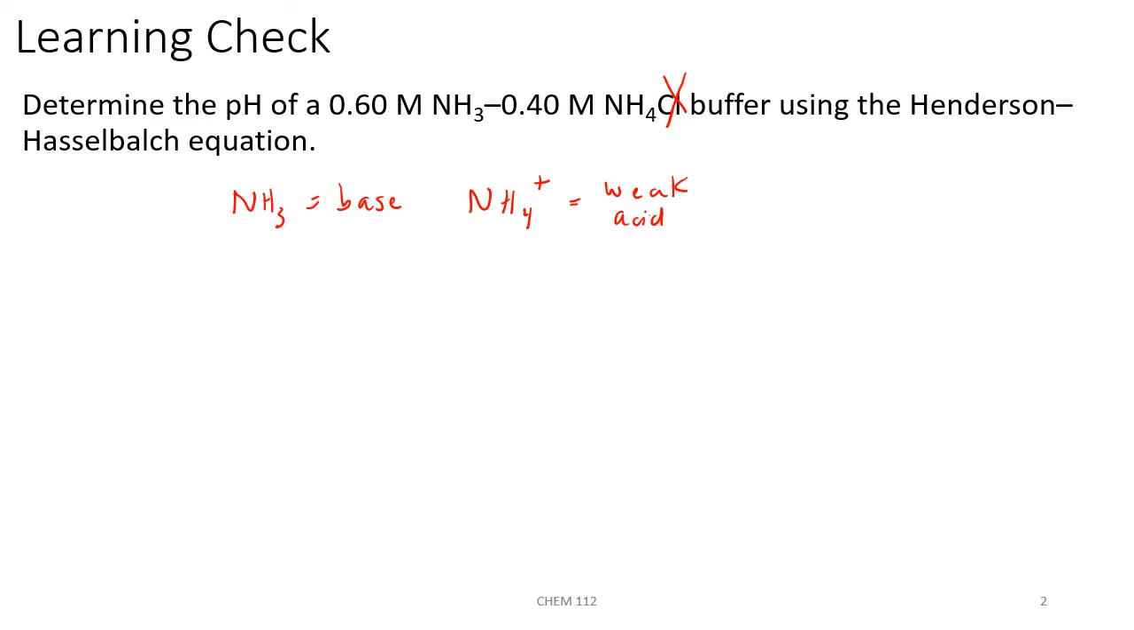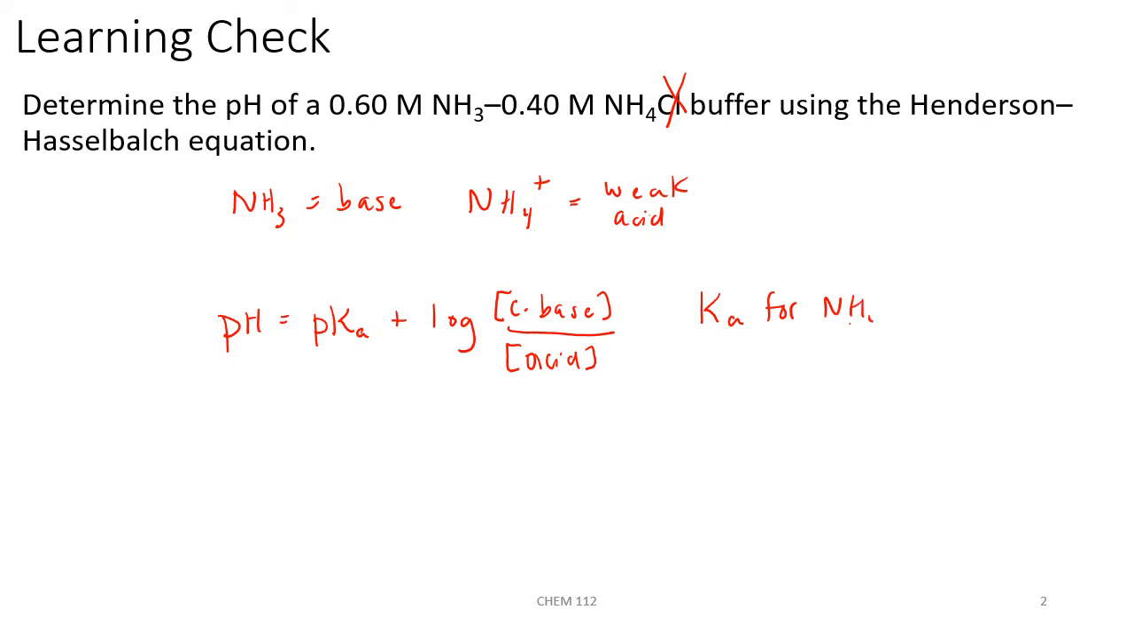So using Henderson-Hasselbalch, we can say that the pH of the solution can be calculated by taking the pKa, and that would be for our weak acid, plus the log of the concentration of our base over the concentration of the acid. So if we look up the Ka for the acid component, which is NH4+, the Ka off of our chart is 5.6 times 10 to the negative 10th.